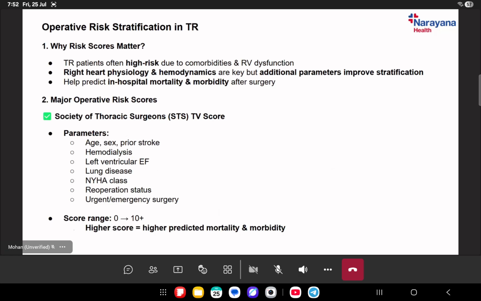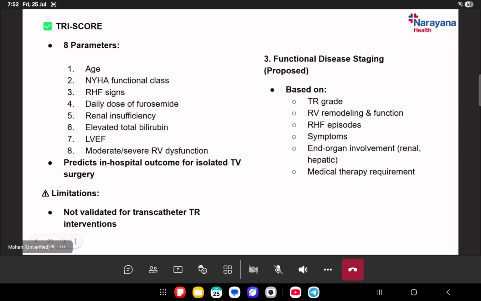Major operative risk scores we already have include the STS-TV score, which has age, sex, previous stroke, hemodialysis, lung disease, NYHA class, reoperation status, and urgent or emergency surgery. Combining these parameters gives an operative score ranging from 0 to 10 plus. The higher the score, the higher the mortality and morbidity.